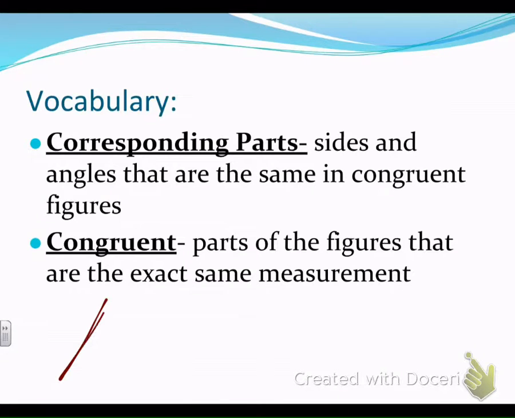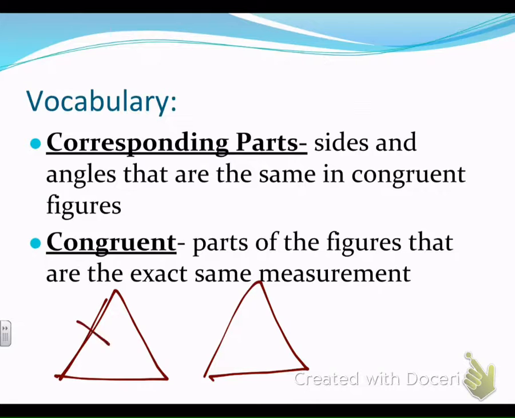So what that is saying, a corresponding part: if we have two triangles, and these two side lengths are the same, those are corresponding parts. Or if we have these two angles that I just drew in, those would be corresponding parts. Congruent are parts of the figures that are the exact same measurement. Congruent, in other words, means the same.